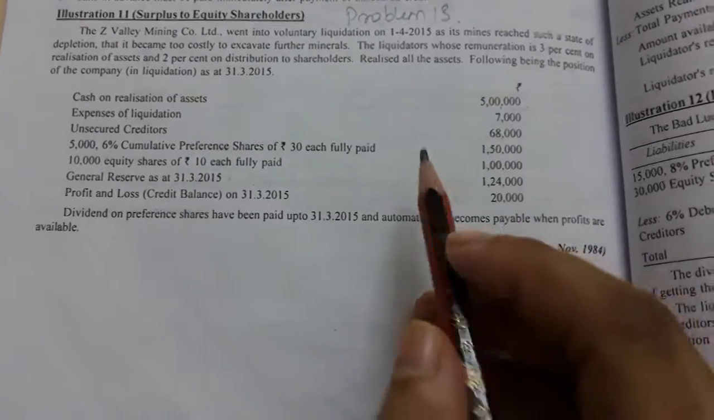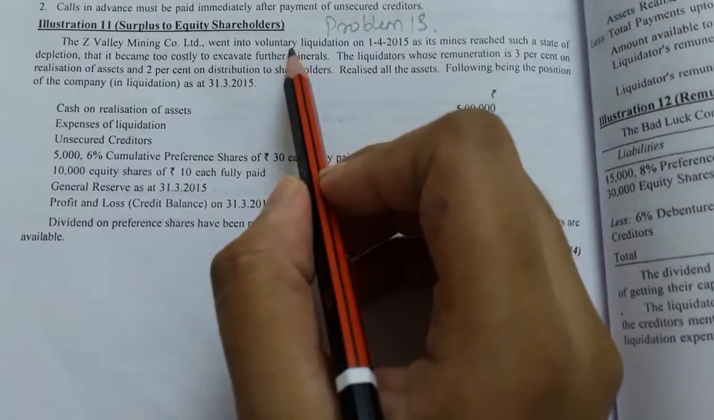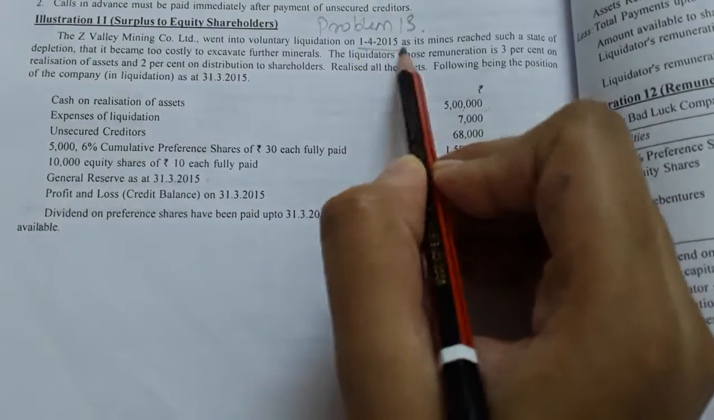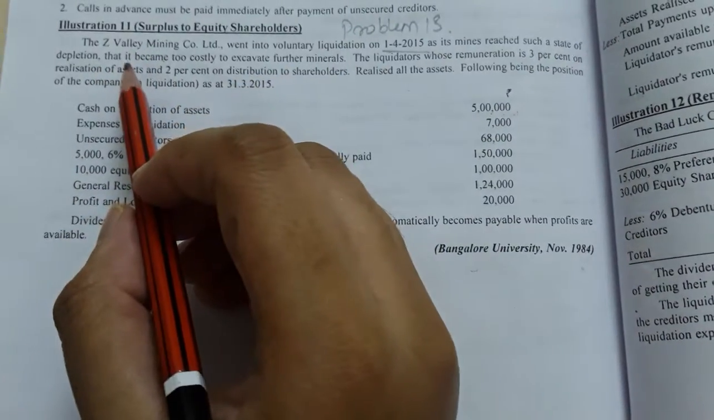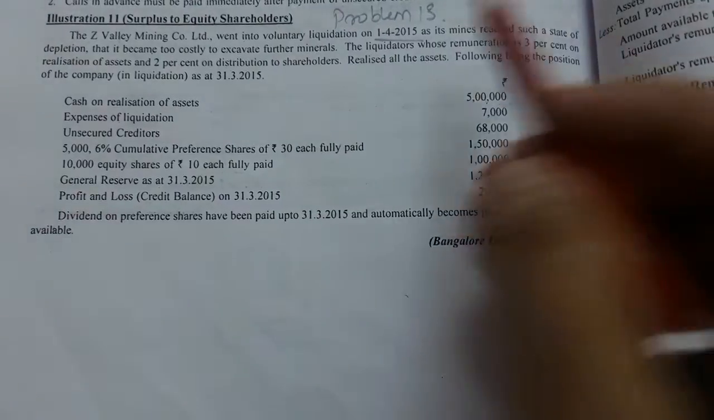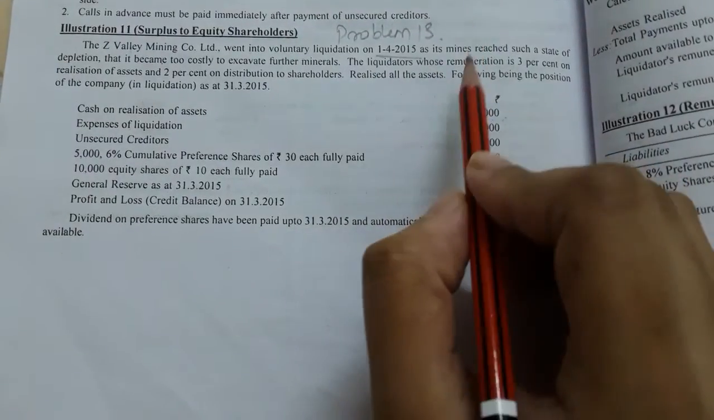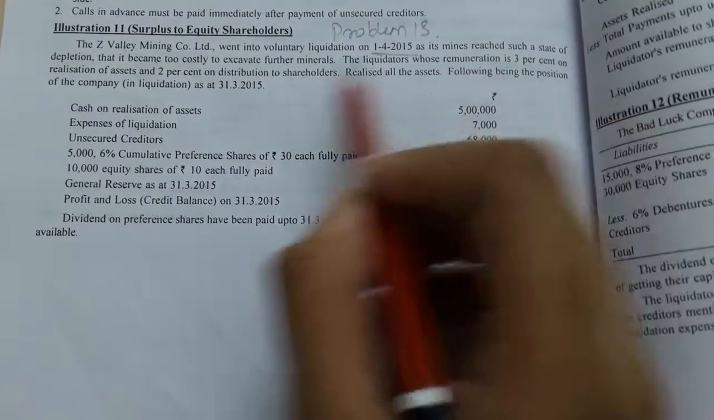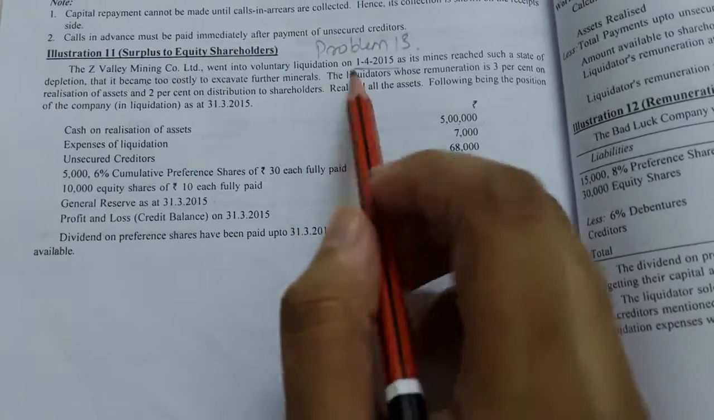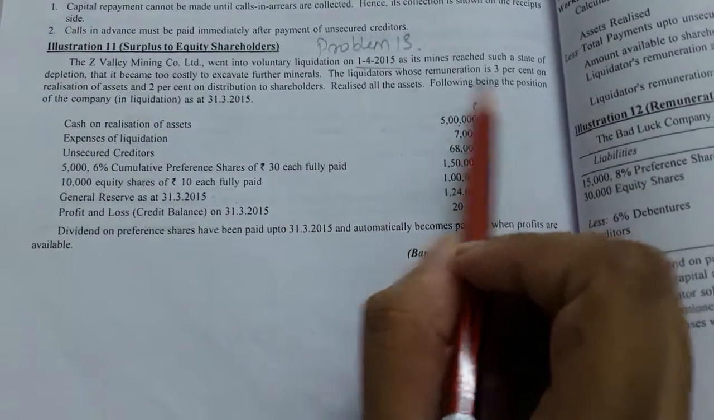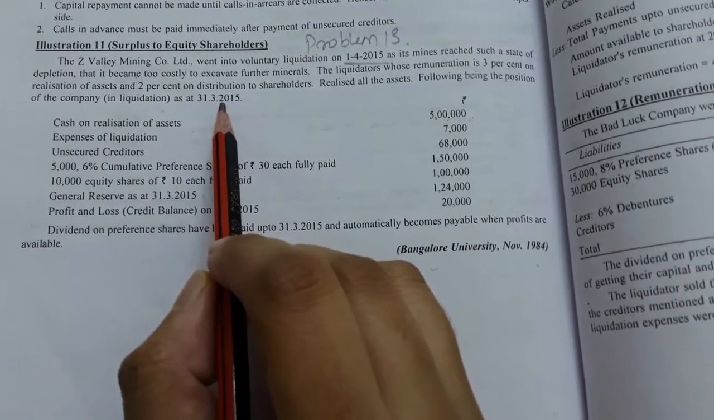So students, here is the next problem, that is problem number 13. The Z Valley Mining Company went into voluntary liquidation on 1/4/2015 as its mine reached such a state of depletion that it became too costly to excavate further minerals. The liquidator's remuneration is 3% on realization of assets and 2% on distribution to shareholders. Realized all the assets, the following being the position of the company in liquidation as at 31st March 2015.